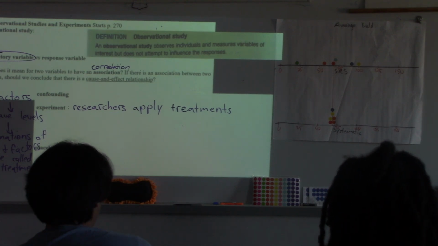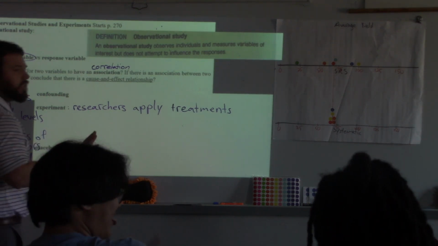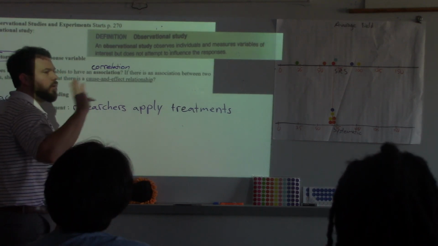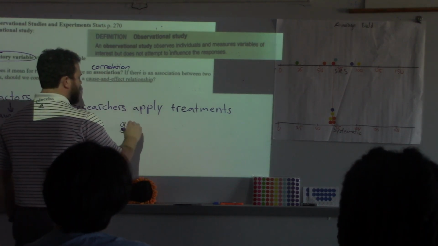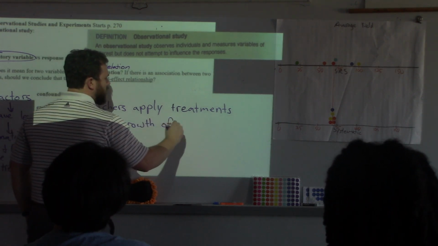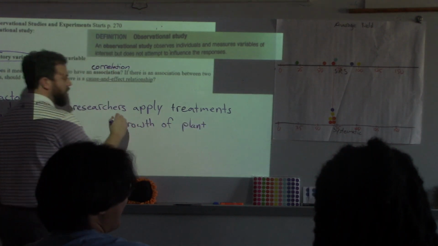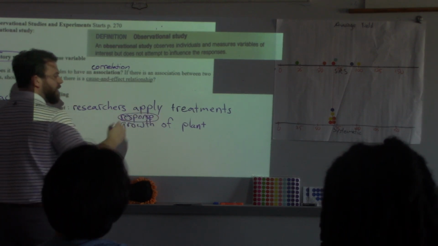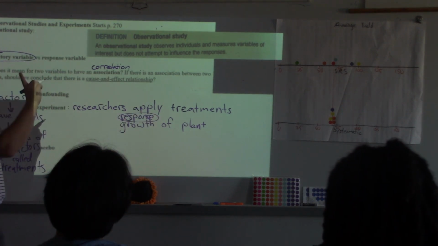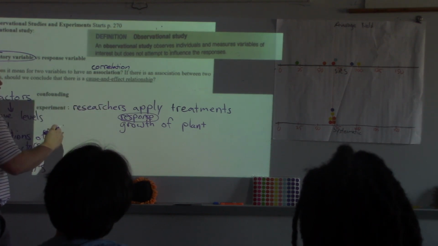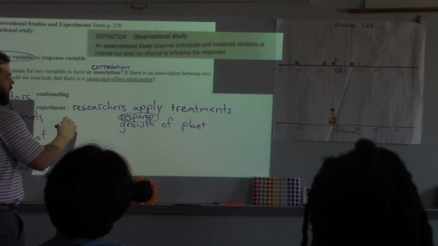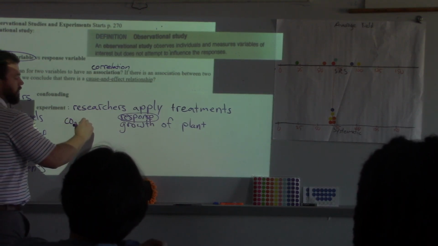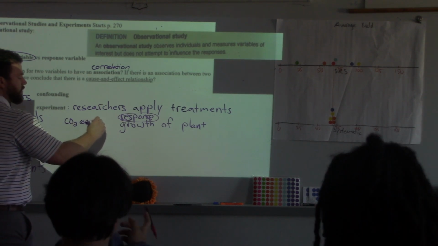So for example, let me ask you this. I just want to give a very simple biology case. I don't know biology super well, but I think everyone understands this. What can affect the growth of a plant? Water, photosynthesis. So the growth of the plant is the response. Give me one factor that can affect the growth of a plant. CO2 concentration. That's one factor. What else?